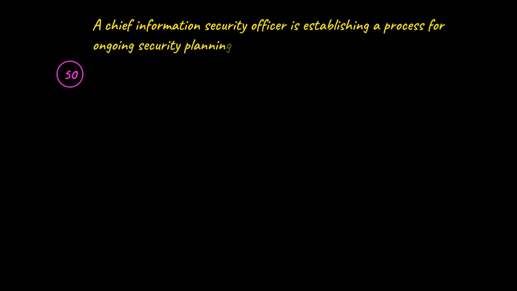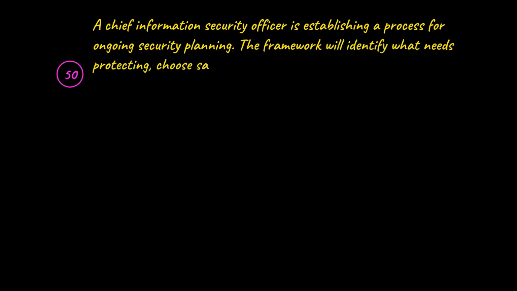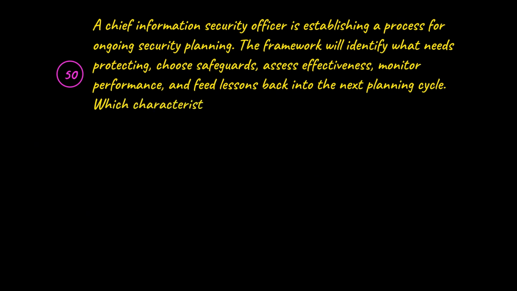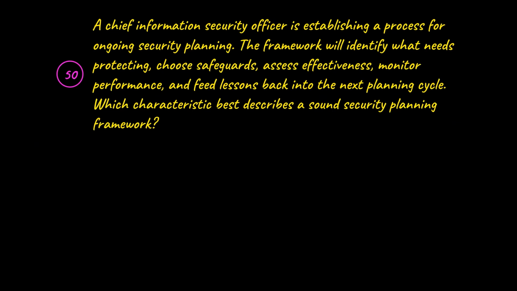Question 50. A Chief Information Security Officer is establishing a process for ongoing security planning. The framework will identify what needs protecting, choose safeguards, assess effectiveness, monitor performance, and feed lessons back into the next planning cycle. Which characteristic best describes a sound security planning framework?